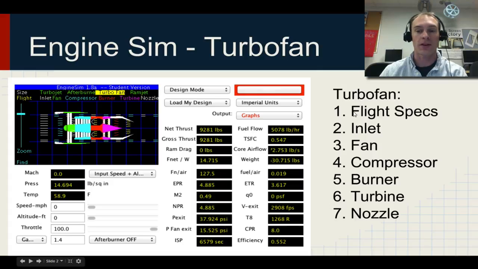We're going to walk through all the different options here. First, your flight specs, then inlet, fan, compressor, burner, turbine, nozzle, and that's all of these components here. So this is what your initial screen should look like.